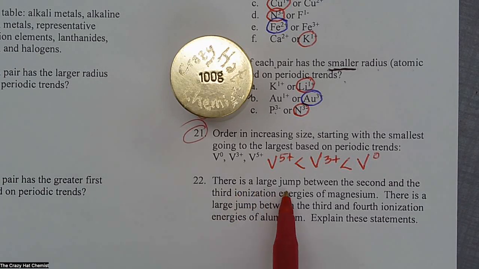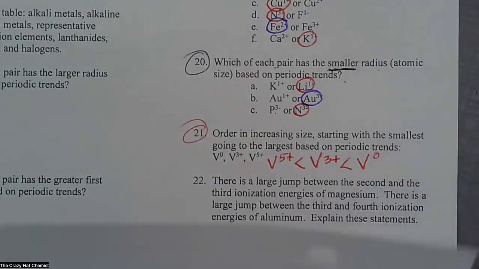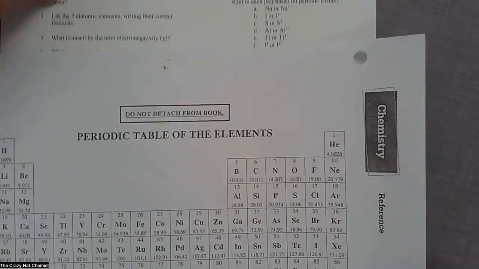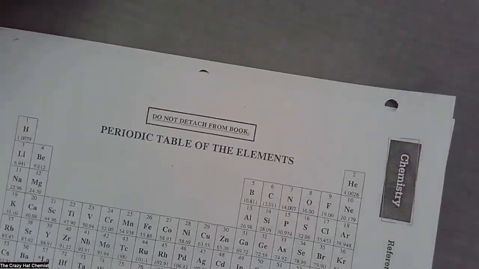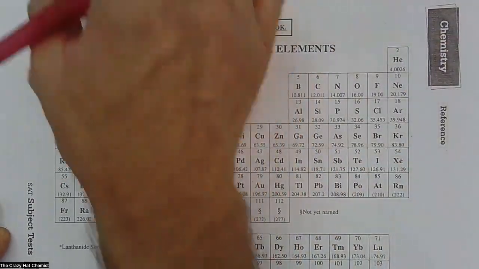It says there is a large jump between the second and the third ionization energies of magnesium, and there is a large jump between the third and fourth ionization energies of aluminum. Explain these statements. Okay, so what we need to do is pull out another periodic table. Of course, that's why this whole unit is periodic trends, because we are talking about the periodic table and the trends therein. So we're going to pull out this periodic table and take a look at this here.